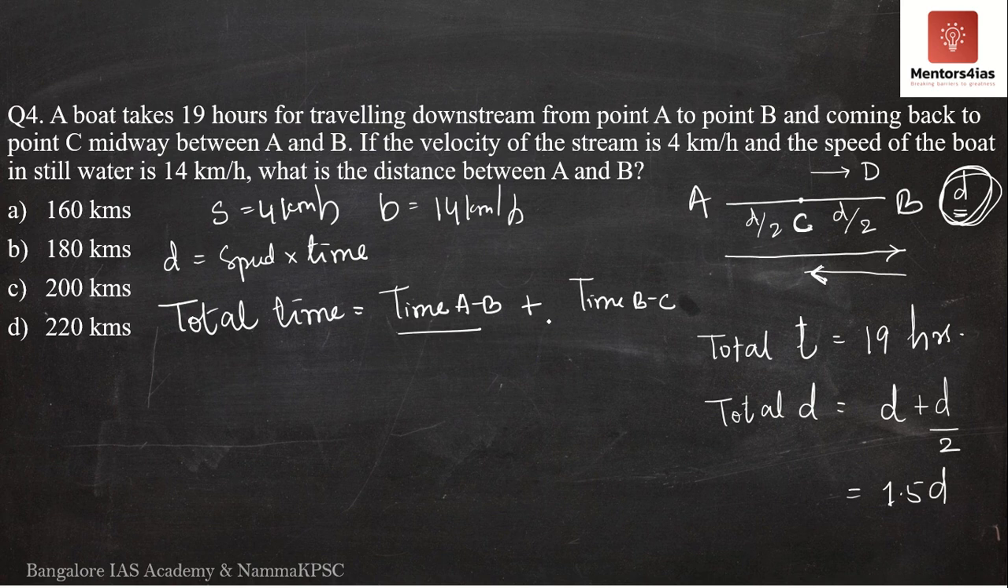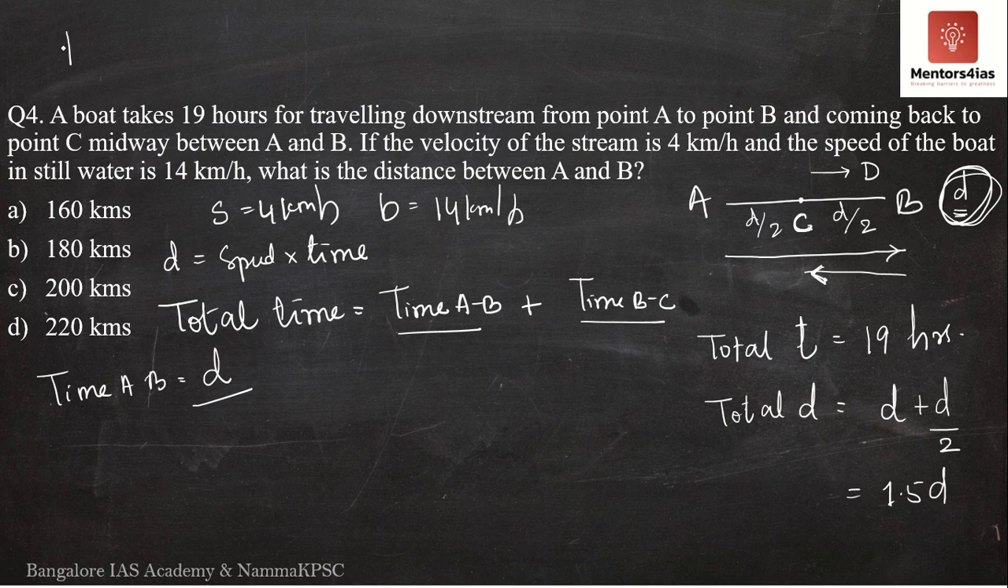Now, I am going to individually find out the time taken to travel here. If I want the time taken to travel from A to B, what is this? Time is nothing but distance divided by speed. Distance is what? D, divided by speed. What is the speed from A to B? It is downstream speed.